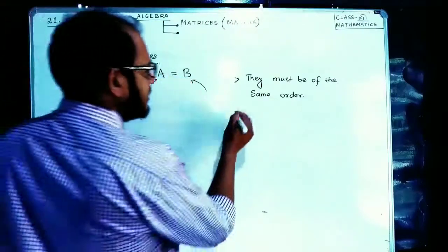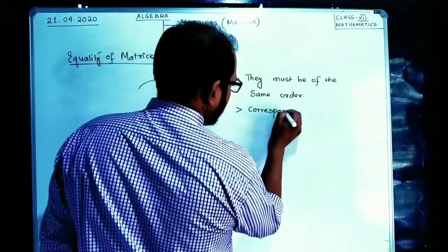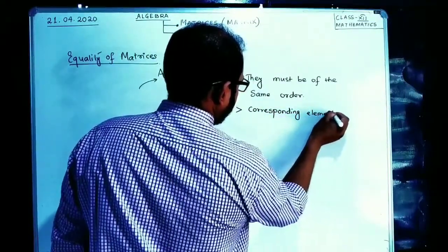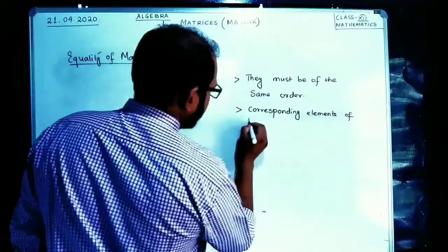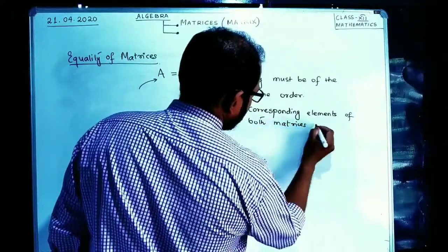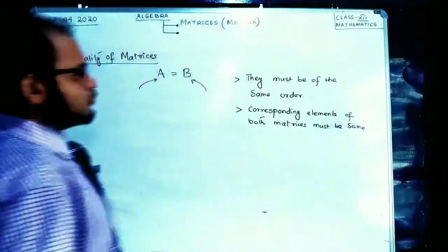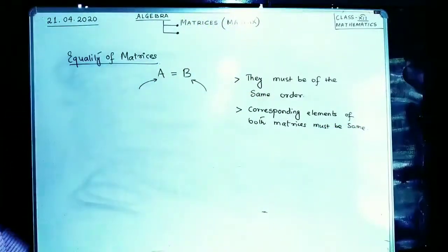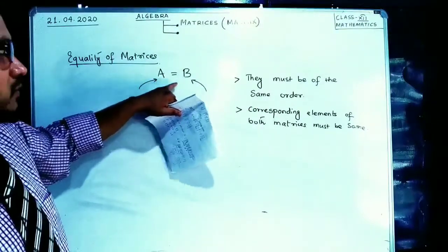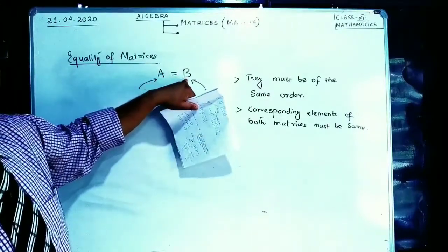And the second condition is that corresponding elements of both matrices must be the same. So these are the two conditions for two matrices to be equal to each other. That means, first of all, they must be of the same order. The order of A must be the same as the order of B, and each and every element of A should be equal to each and every corresponding element of B.